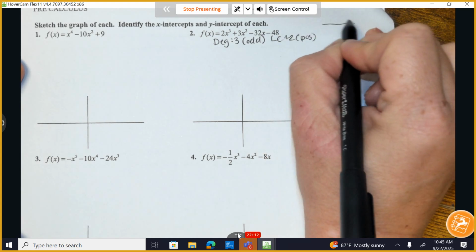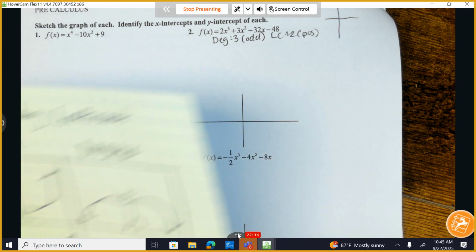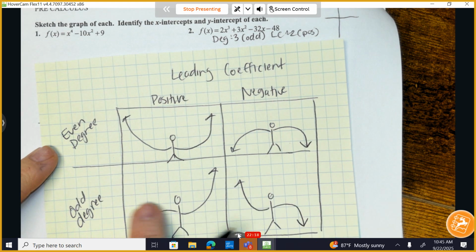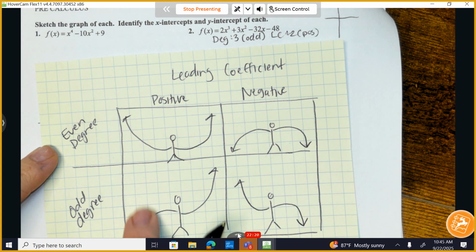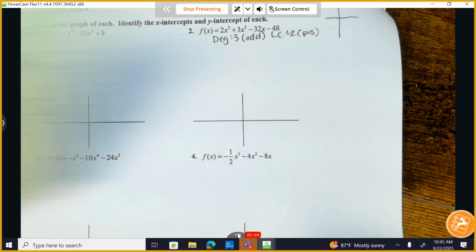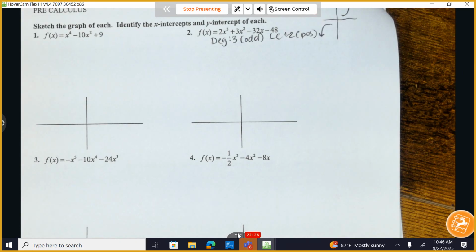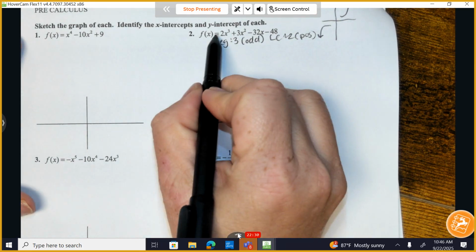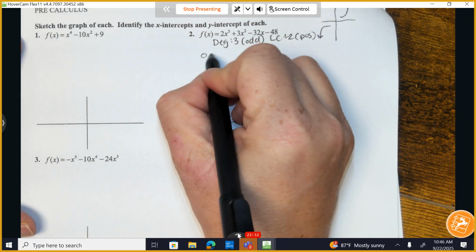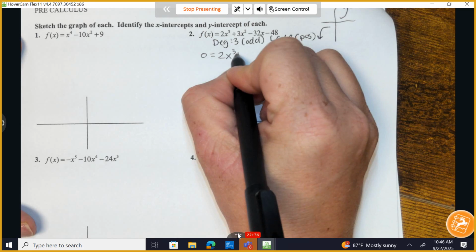Okay, please do me a favor and look into your notes. I want you to find odd positive. Odd positive. It's right here. Up on the right, down on the left. Up on the right, down on the left. Okay, next up, we want to factor and solve this, which means I'm taking that y, or f of x value, and I'm replacing it with 0.